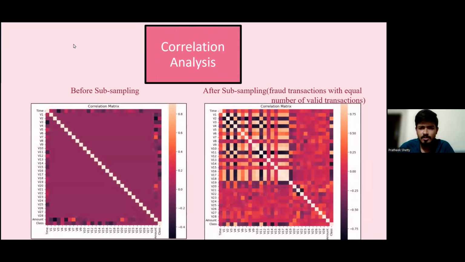This is again something that I'll be talking about later in my demo as well. But on the left hand side, there's a before subsampling graph, and on the right hand side, you can see an after subsampling correlation heat map. What's important to note here is that on the before subsampling, there isn't much variance in colors. You can see most of them show negative correlation, which is on the darker scale in the spectrum. On the right hand side, there's much more variance in colors, which implies that we can use this heat map for further analysis.